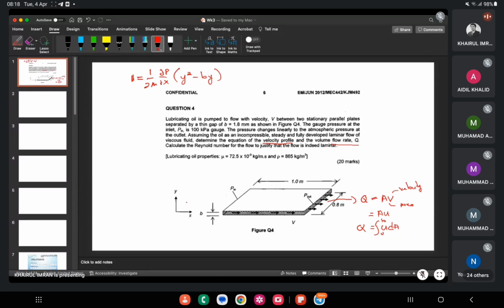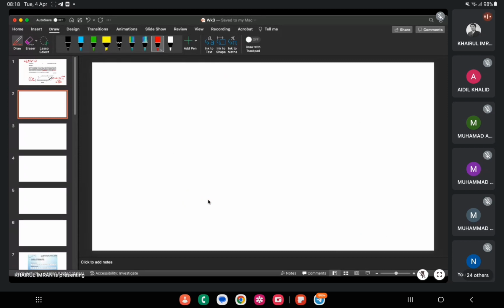This one must be corrected. Attachment tu kita letak dekat bawah kan. This is X and this one is Y. Okay, let's go to the equation. So Q equals to the integral from 0 to B of U dA.